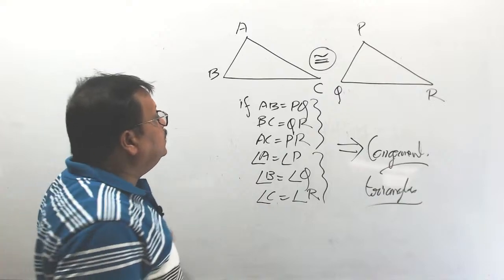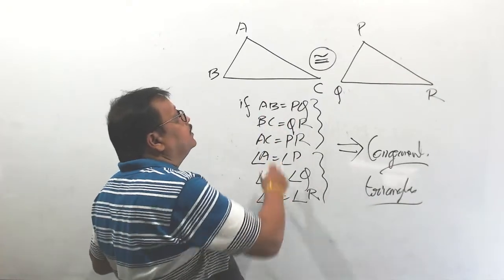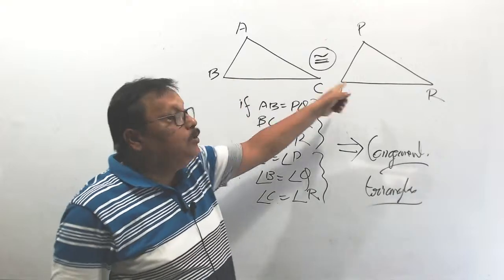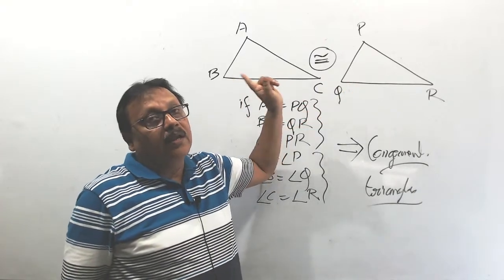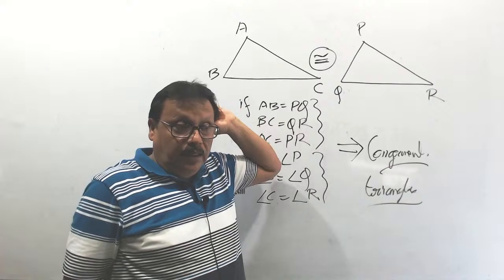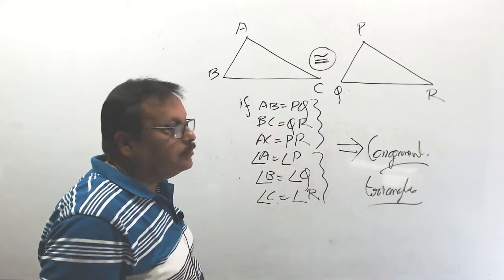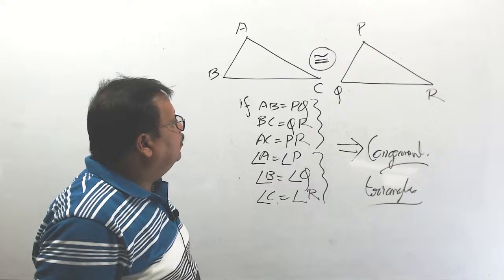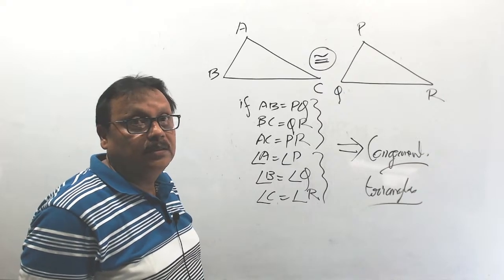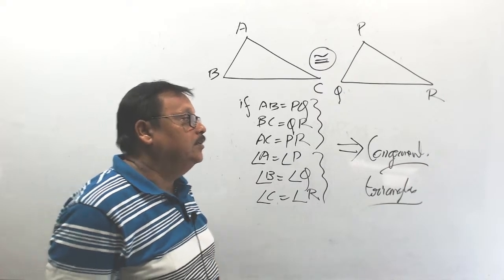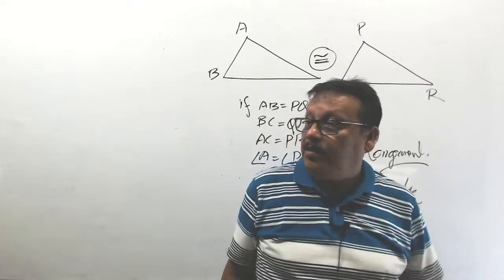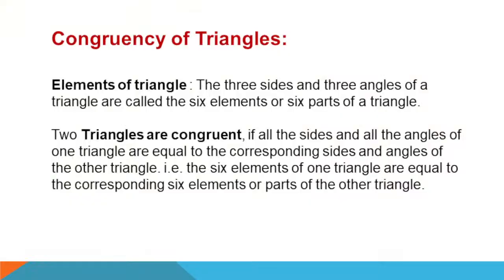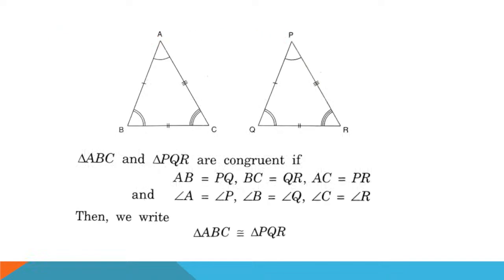Understood? If the corresponding elements are equal for two triangles, then the triangles will be congruent. Clear? This is the main property for congruence of two triangles. Okay, right? Now come to the next one. Triangles ABC and PQR are congruent if AB equals PQ, as I wrote.